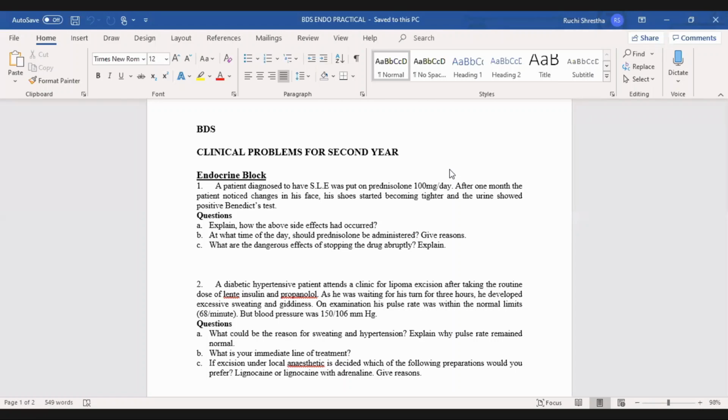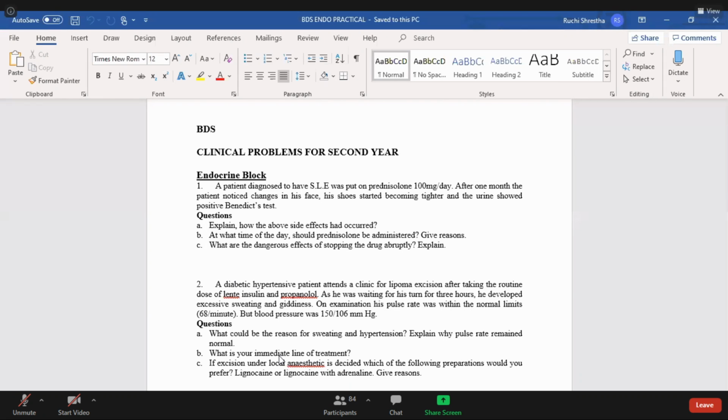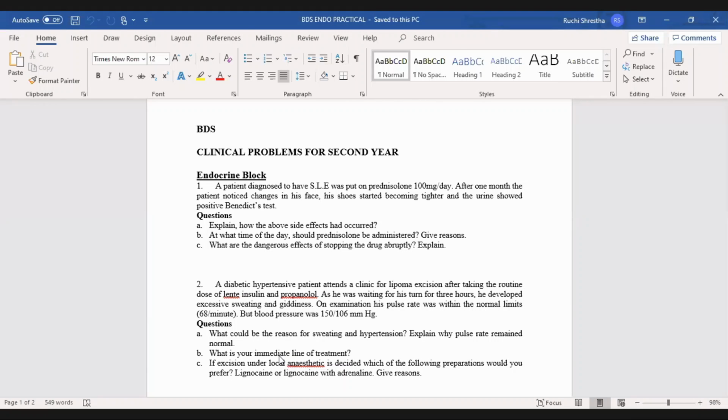So what is your immediate line of treatment since the patient is undergoing the hypoglycemic episodes? And so obviously you know the treatment for hypoglycemia, so it is obviously the glucose, and the patient here is conscious, so you can give the glucose in oral form, so give oral glucose.